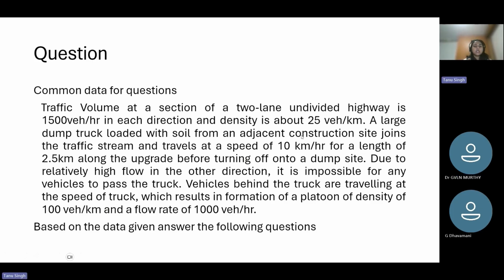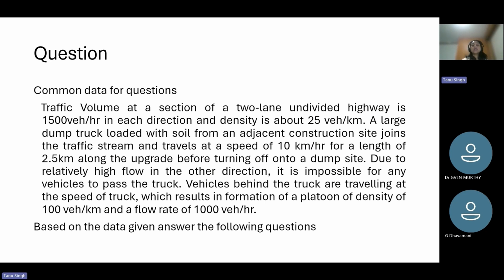So this is the data that is given. After that, I will show the two questions to be solved depending upon this data. The traffic volume at a section of a two-lane undivided highway is 1500 vehicles per hour in each direction, and the density is about 25 vehicles per kilometer. A large dump truck loaded with soil from an adjacent construction site joins the traffic stream, travels at a speed of 10 km/h for a length of 2.5 km along the upgrade before turning off onto a dump site.